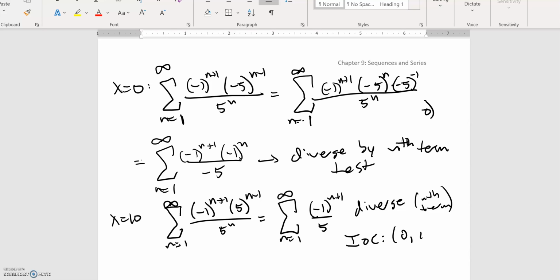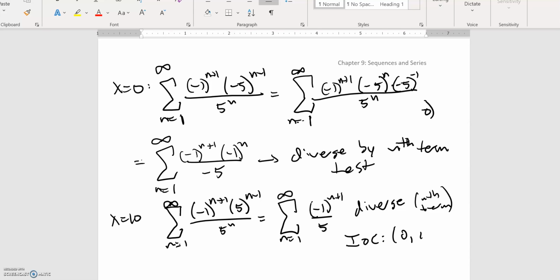But what I realized is that the denominator isn't getting any bigger. I've got a negative 5 to the n and a 5 to the n, and they cancel. And so the denominator is not getting bigger. This thing's not heading to 0. So it's going to diverge by the nth term test. And I don't really need to worry too much about it because I can see that the limit of this is definitely not 0. And the same is true for 10.